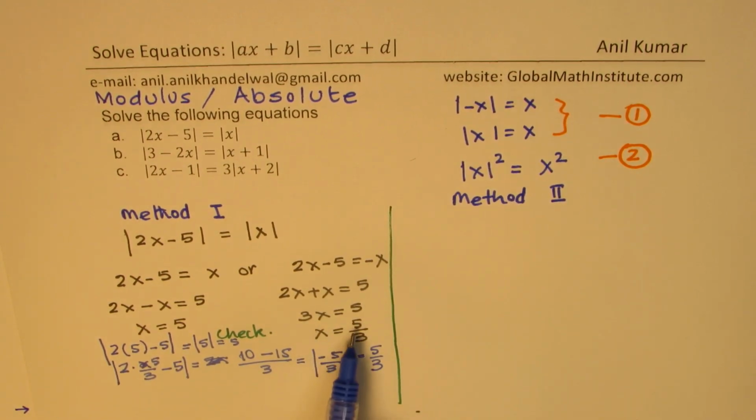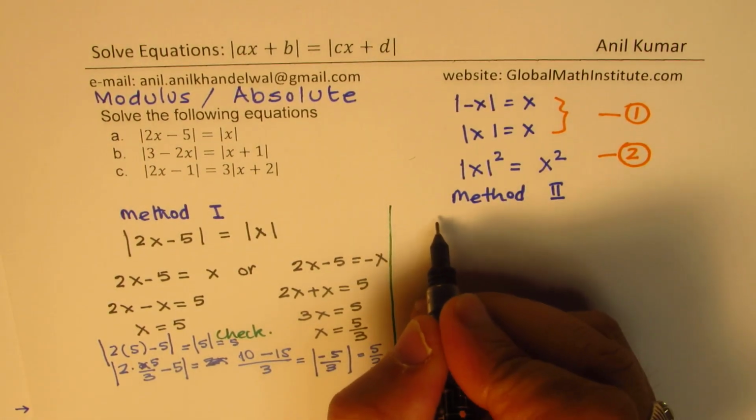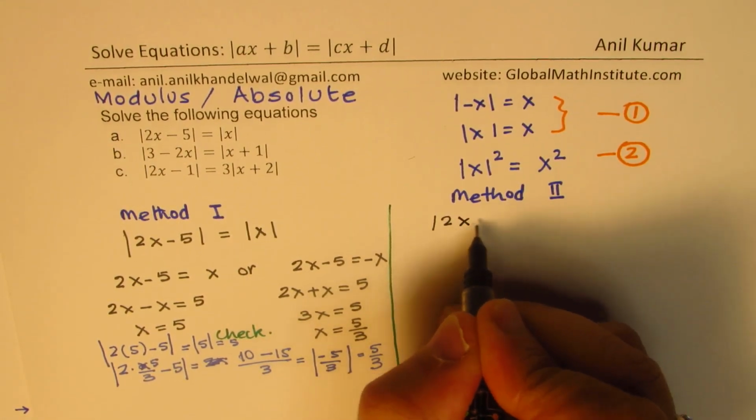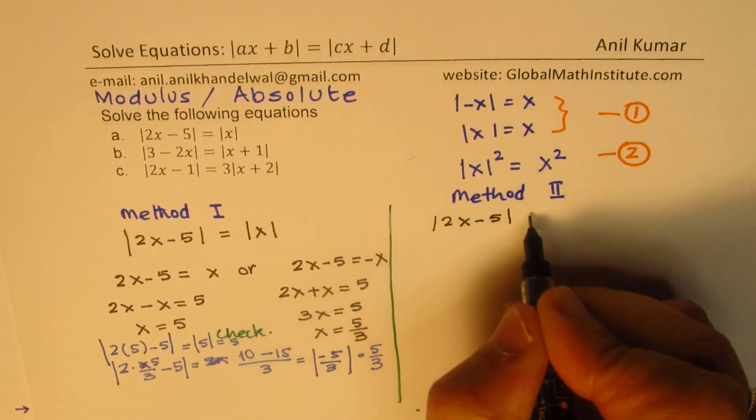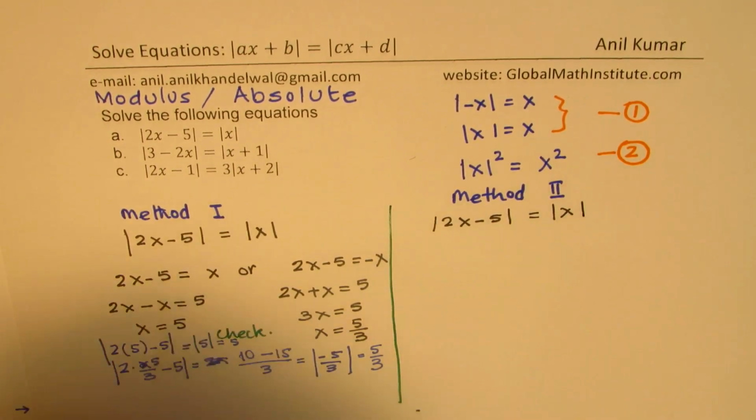So when x is equal to 5 over 3, we do get 5 over 3. So both are correct answers. Is that clear to you? Right? So we have two solutions to this. Now, let us use the second method to find the solution of the same equation. The equation again is absolute value of 2x minus 5 equals to absolute value of x.